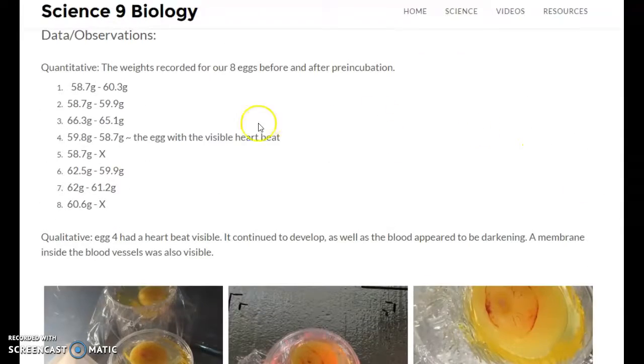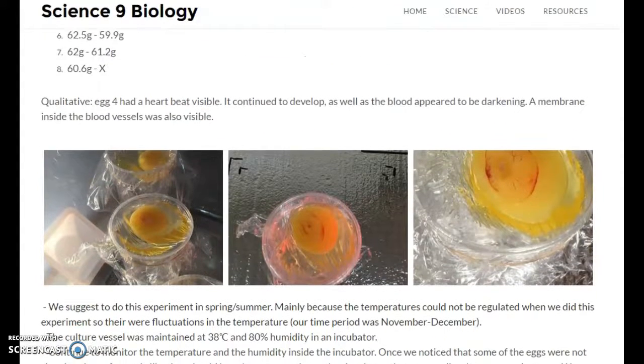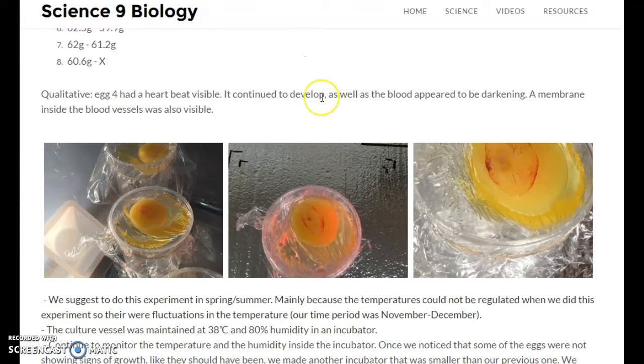Here is our data and observations. We recorded the weight of our 8 eggs before and after pre-incubation. Here is a picture of one of the eggs that had a visible heartbeat and continued to develop, as well as blood appeared to be beginning to get darkened.